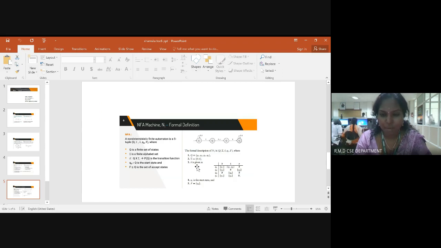We'll see one example for the state Q1. If you give input 0, it goes to the same state Q1. If you give Q1 input 1, it goes to Q1 comma Q2, so two states. If you give epsilon, it goes to null, so that's why the representation here is null. The start state is Q1 because the starting arrow is shown here. Q1 is the start state, and the double circled state is Q4. Double circle means this is the final state, so Q4 is your final state.